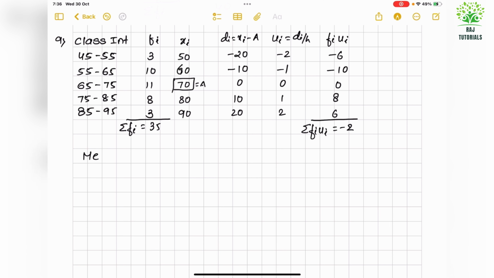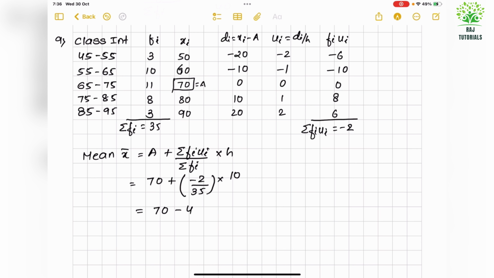So mean x bar equal to A plus sigma fi ui upon sigma fi into h. So A is 70 plus minus 2 upon 35 into 10. So that is coming 70 minus 4 by 7. So that is 70 minus 0.57. So that is coming as finally 69.43.